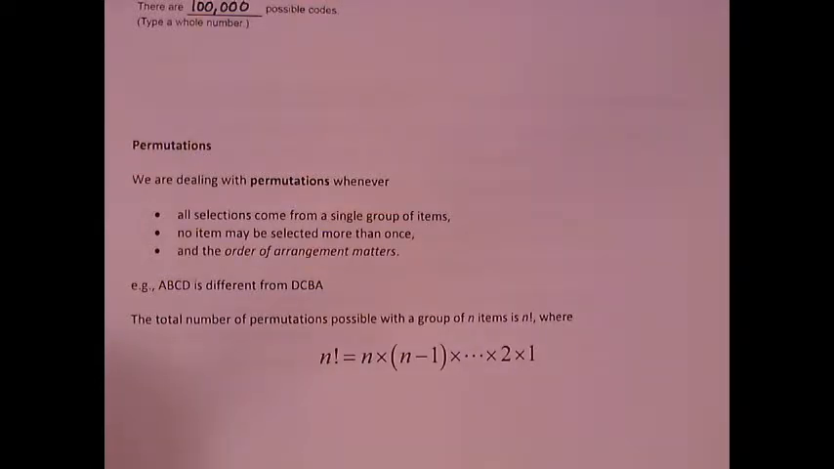So here, the total number of permutations possible with a group of n items is n factorial, where n factorial will be n times n minus 1 all the way down to times 2 times 1.